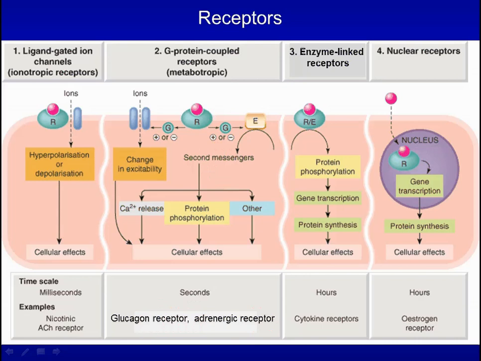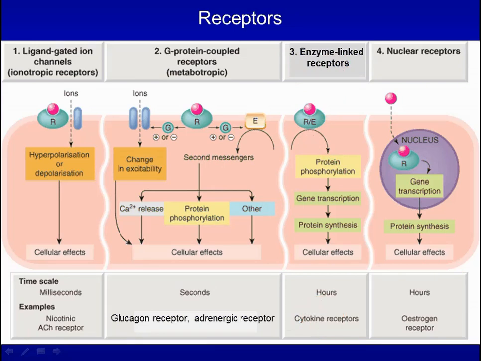Third are enzyme-linked receptors. These receptors are transmembrane proteins with intrinsic or associated enzyme activities. Binding of a ligand allosterically activates the enzyme activity, which typically affects phosphorylation of a target protein. Examples include insulin receptor, EGF receptor, and growth hormone receptor.